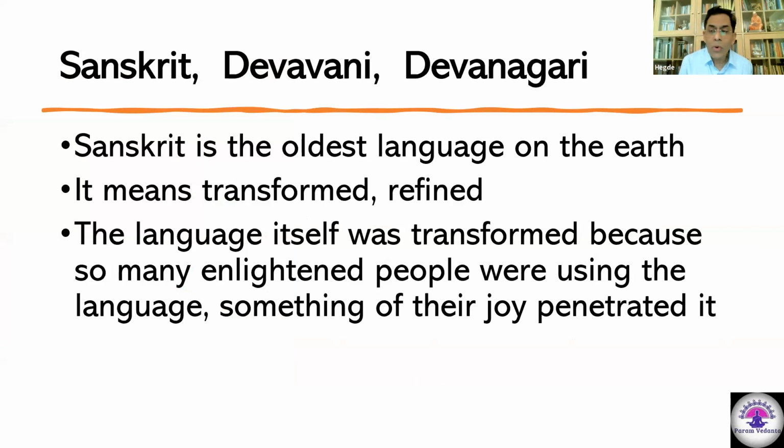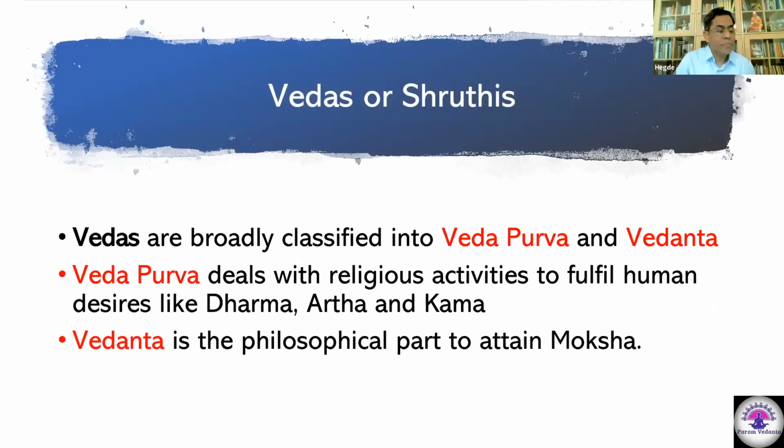Sanskrit is certainly the oldest language on earth. The word Samskrita means to be refined, to be transformed. And because so many enlightened beings have used this language, something of their joy, something of their being has penetrated into and enriched this language. The Vedas are also called Shrutis, or that which is heard, because the Vedas came even before a written script was available, and it was transmitted by what is called an oral tradition from father to son, from the teacher to the student. So people memorized it and gave it to the next generation.